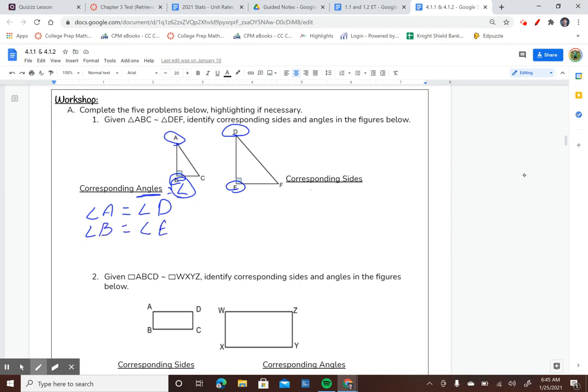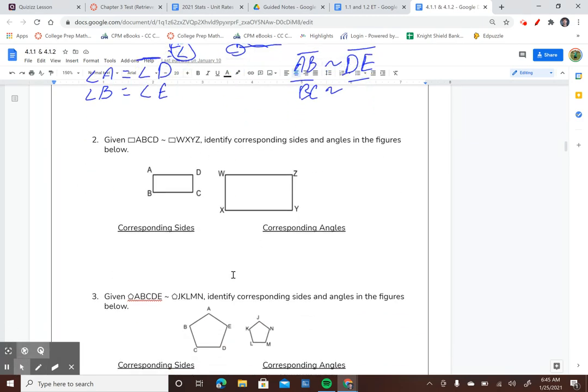And then for relative sides, corresponding sides, we would say side AB similar to DE. All right, and you keep going, you'd say maybe next BC similar to whatever side that would be similar to. All right. And so you continue on throughout this workshop, completing that.